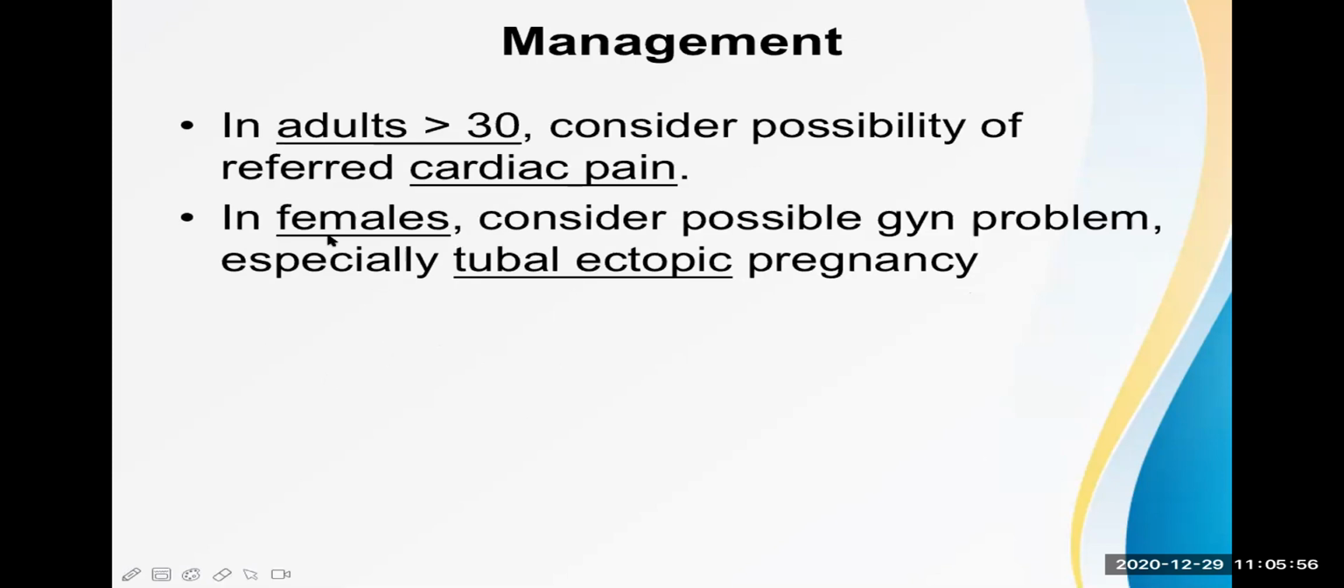Now let's move further. In adults who are more than 30, consider the possibility of referred cardiac pain. And to rule that out, we have to go for ECG. Already talked about it so many times. And in females, consider a possible gynecological problem, especially ectopic pregnancy in the fallopian tube. That is ruptured ectopic pregnancy. So a pregnancy test has to be done. And a urine pregnancy test is very easy to do.